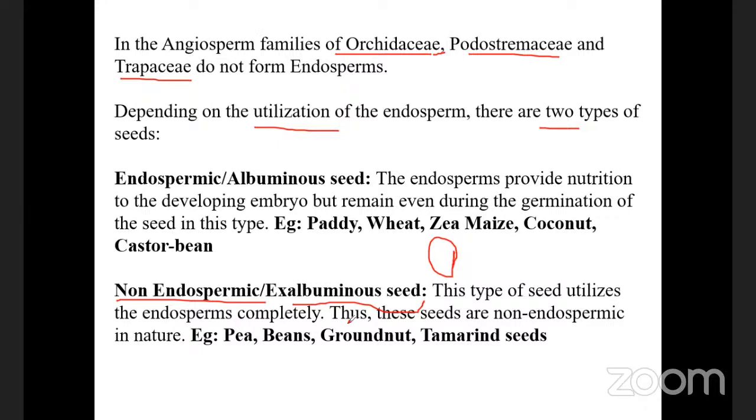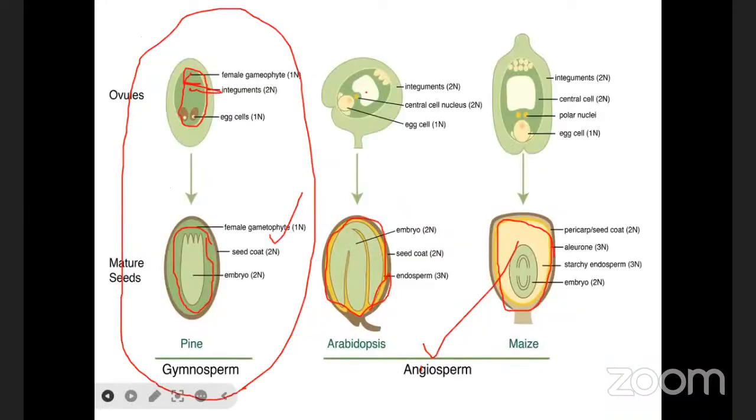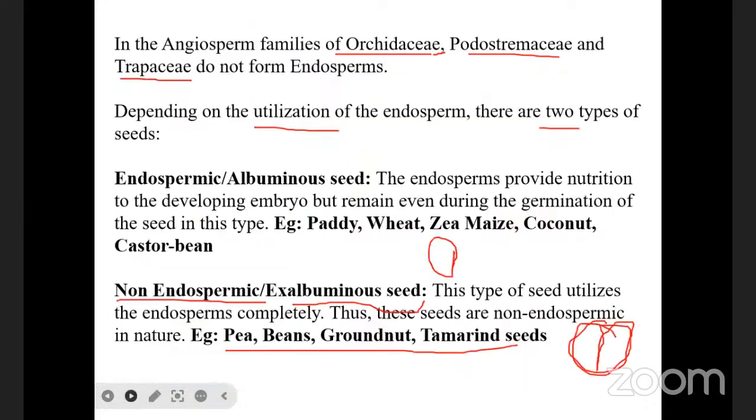That is non-endospermic. Usually they are in the pulses, especially in the Leguminaceae: Fabaceae, Caesalpiniaceae, Mimosaceae. There is no endosperm, only cotyledons will be present. The fully loaded cotyledons are present. That's why in the pulses the endosperm is totally utilized.